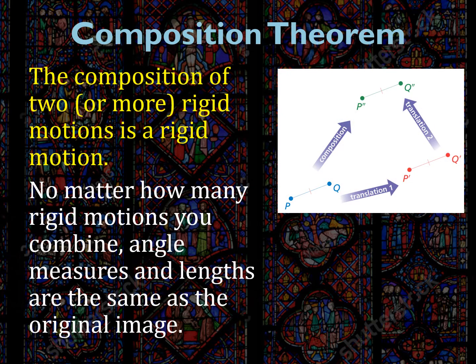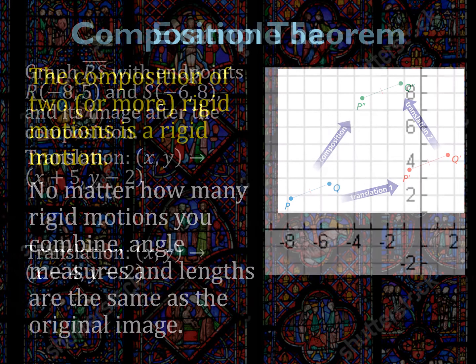So the composition theorem says that the composition of 2 or more rigid motions is still a rigid motion. So no matter how much you spin it, flip it, rotate it, or move it, it's going to have the same dimensions, the same shape before and after. The pre-image is going to have the same angle measures and same side lengths.